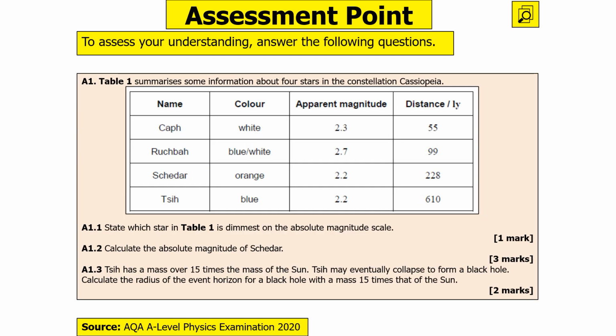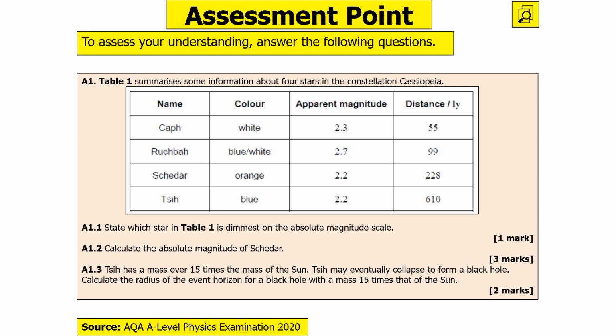The next question says, Table 1 summarizes some of the information about 4 stars in the constellation of Cassiopeia. State which star in Table 1 is the dimmest on the absolute magnitude scale. Calculate the absolute magnitude of Shedar. Then, Chush has a mass over 15 times the mass of the Sun. Chush must eventually collapse to form a black hole.